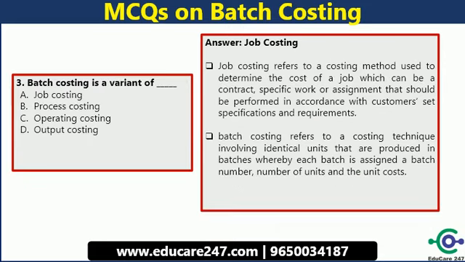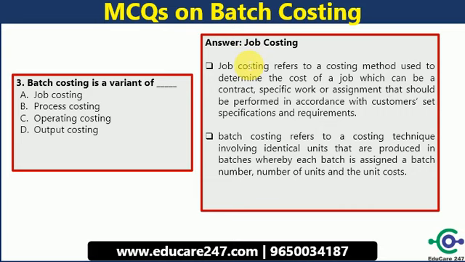Next question says, batch costing is a variant of: option A, job costing; option B, process costing; option C, operating costing; option D, output costing. So we have to identify it is a variant of which type of costing. The correct answer is job costing, that is your option A.